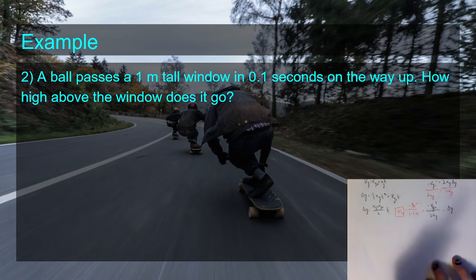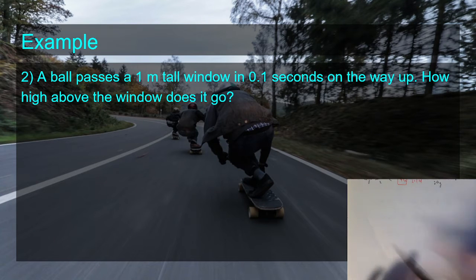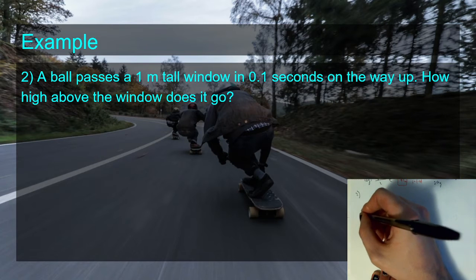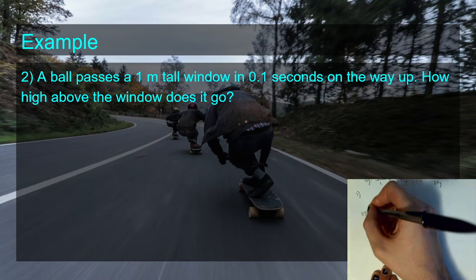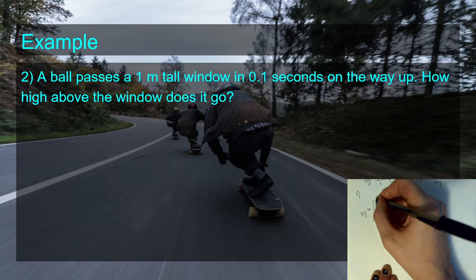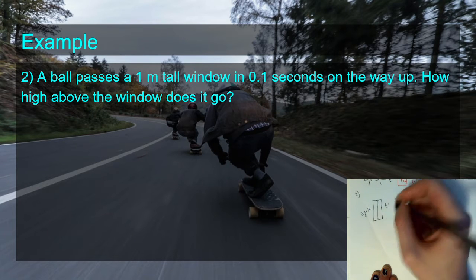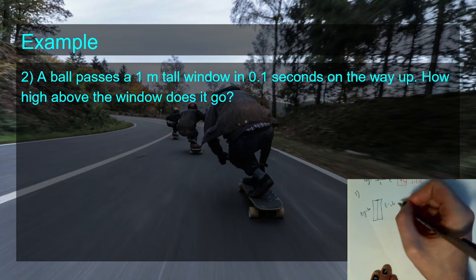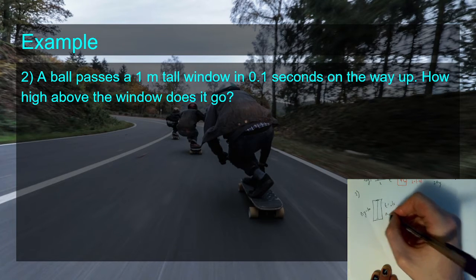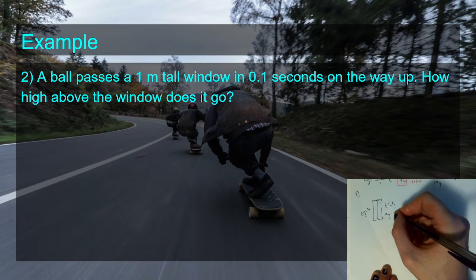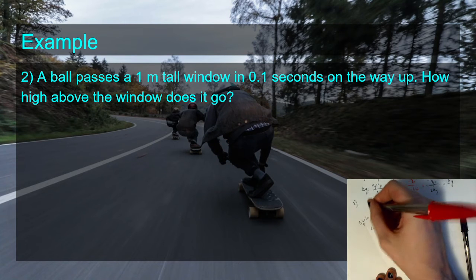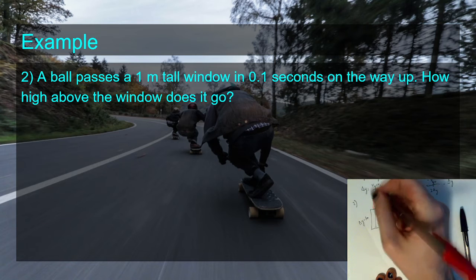So for this one, our situation is that we've got this window, and we know that the height of the window is 1 meter. And we also know that to get from here to here, the time for this is equal to 0.1 seconds. And we know that our acceleration is equal to negative 10 meters per second squared. Now we're asked what the height from here to here where we get to the top is.